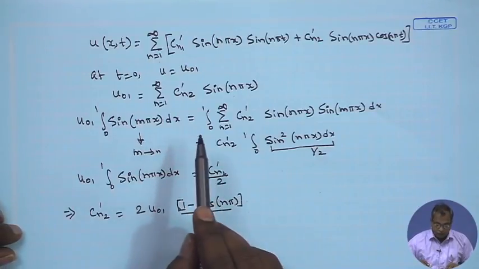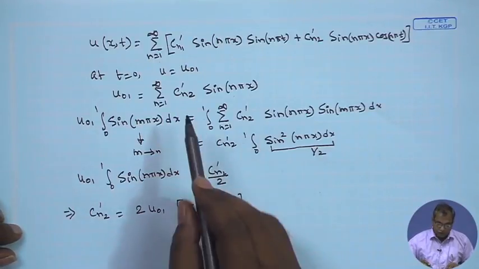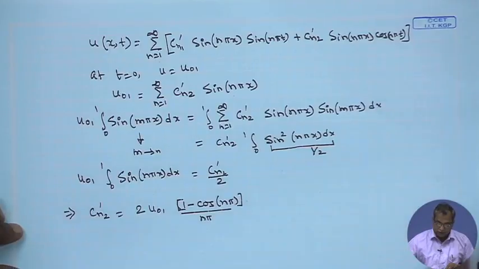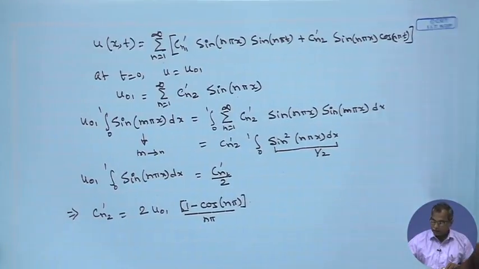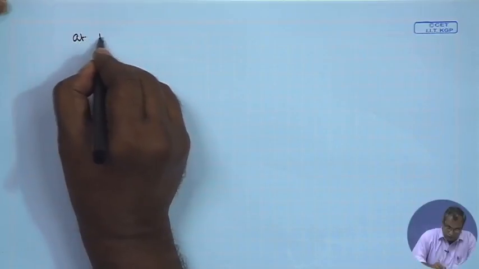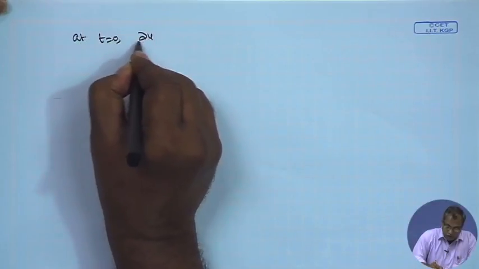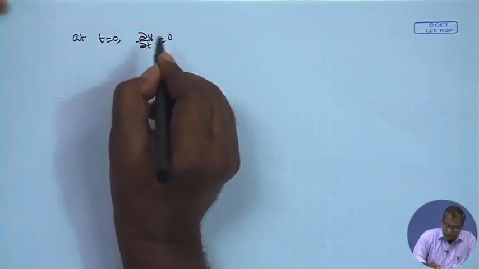So, next we will be utilizing the other initial condition to get the other constant, C n 1 prime. Okay. So, the other condition is at t is equal to 0, del u by del t is equal to 0.